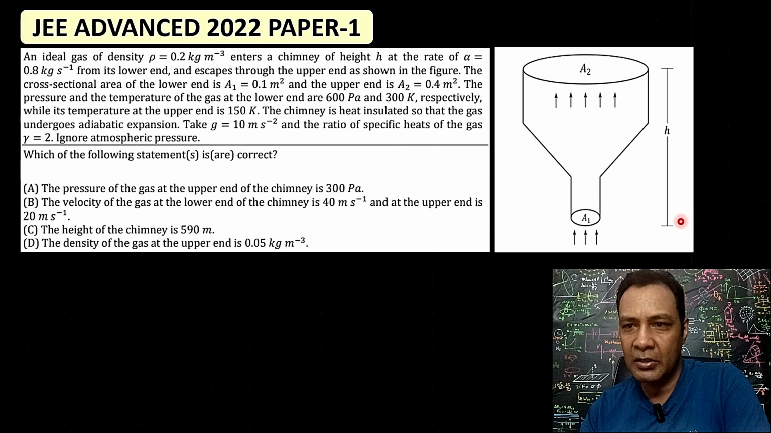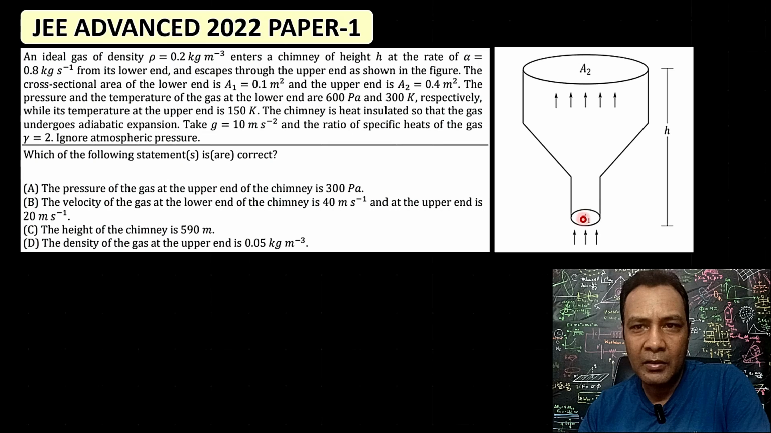This chimney has a height h, and on this chimney at this end, this has a section of area A1, and this has a section area A2. A1, A2 are given in the question. A1 is 0.1 meter square, A2 is 0.4 meter square. And at this end, ideal gas of density at the lower end 0.2 kg per meter cube enters, at the rate of 0.8 kg per second. That is the mass flux. I mean, the 0.8 kg mass is entering in every 1 second at this end.